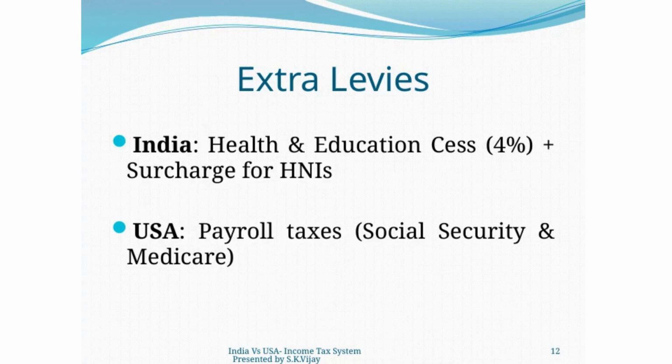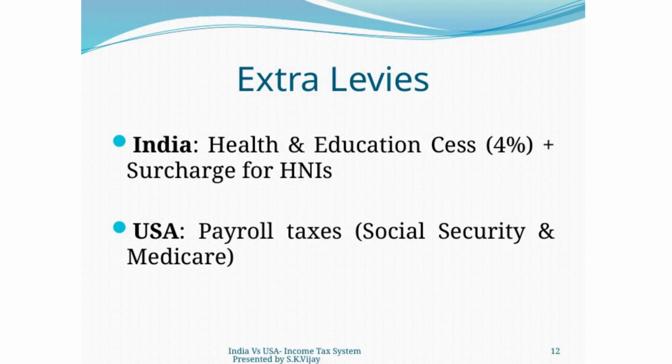Now, let's take a look at some of the extra levies that come into play in the Indian and US income tax systems. In India, there are additional charges like the health and education cess, which is currently set at 4%. This means that on top of the regular income tax, taxpayers contribute this cess to fund health and educational initiatives. Additionally, for high net worth individuals, or HNIs, there is a surcharge that applies, increasing their overall tax liability.